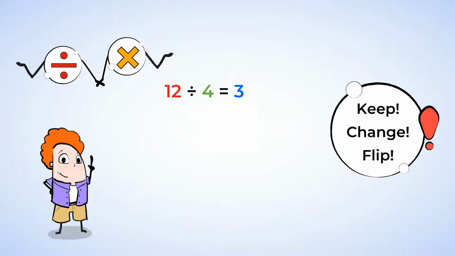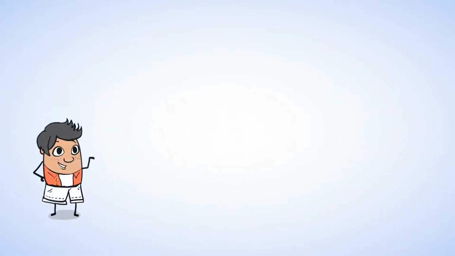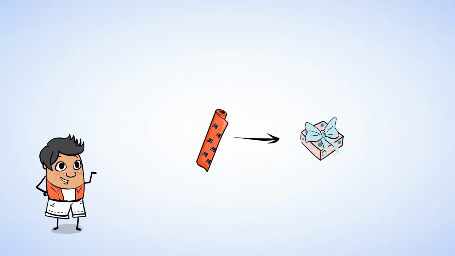Keep, change, flip is definitely worth remembering. Let's do it together again. We keep the first number the same, change the symbol from division to multiplication, and flip the second number to create the inverse. And voila! Now let's apply this mighty math trick and give Lucas a hand with wrapping some gifts.